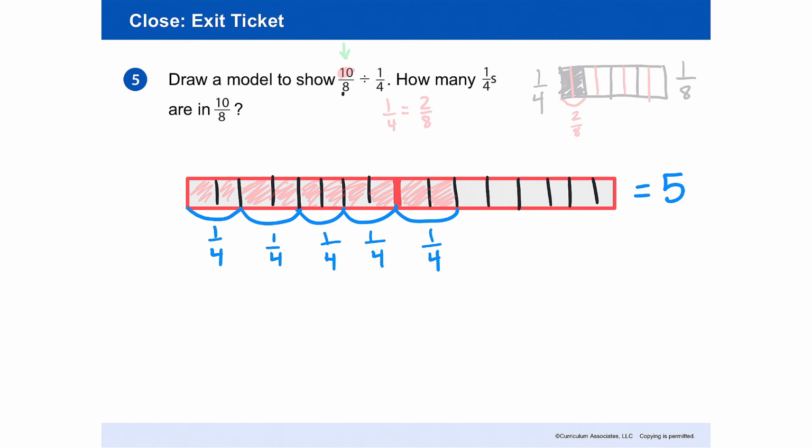So this one, really what we're doing is we're not really trying to do any multiplication. We're not looking at reciprocals. We're really just trying to understand, using a model, how I can show how I'm dividing these fractions into different parts.